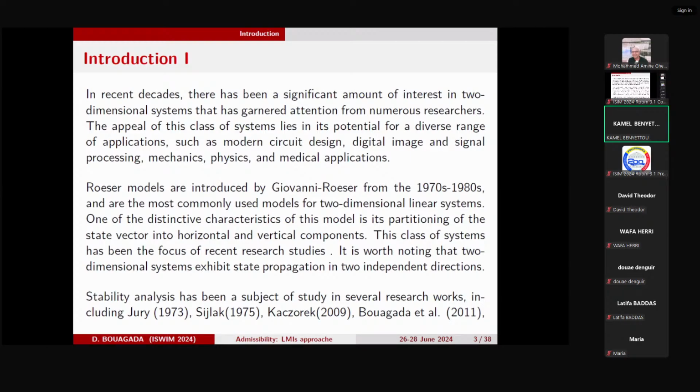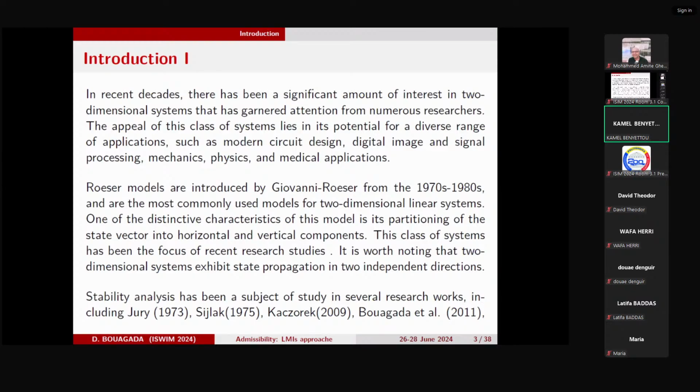Among the most used models in the case of two-dimensional systems, we have two: the Fornasini-Marchesini model and the Roesser model. In this presentation, we will introduce the general case of the singular Roesser model. These models were introduced by Giovanni Roesser in the 1970s-1980s, and they have shown many applications. One characteristic of this model is that it propagates the state in two independent directions: the first is the horizontal axis, and the second is the vertical axis.